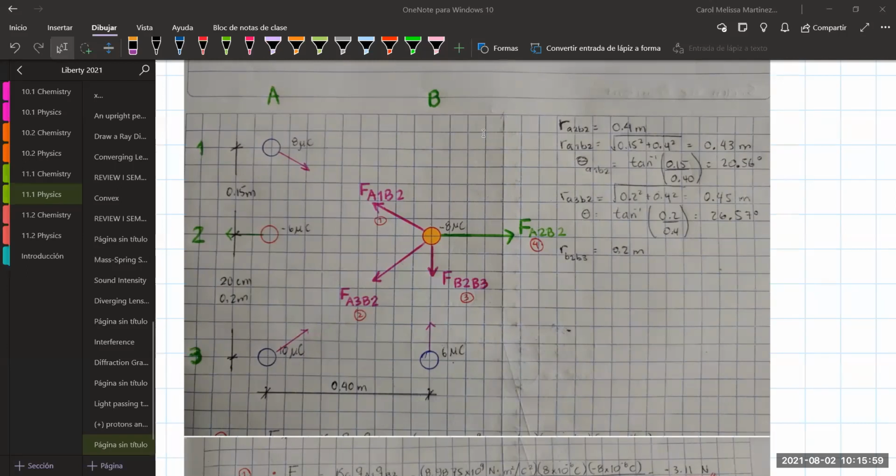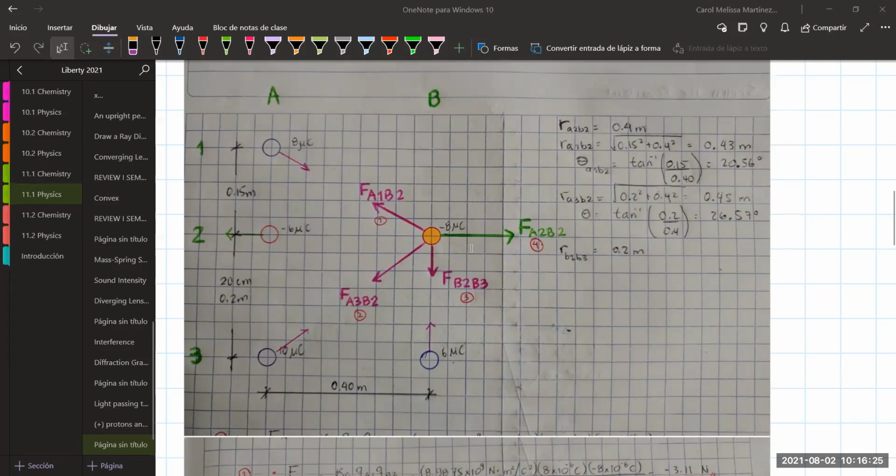Okay, now that you have all that, just remember, microcoulombs. Micro means times 10 to the negative 6 power. So if you have 8 microcoulombs, you will have 8 times 10 to the negative 6 power coulombs. That is also very important.